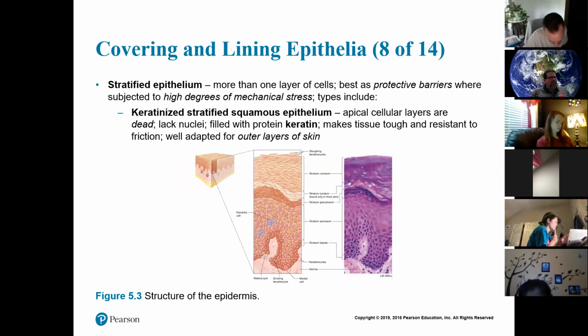Okay, then we saw stratified squamous. We looked at skin. This is keratinized, and you can see that dead stratum corneum outside layer. We're going to come back, probably tomorrow, may not get to it today, but we do have a chapter specifically on skin we'll talk about maybe today and for sure tomorrow. But stratified squamous keratinized is skin.